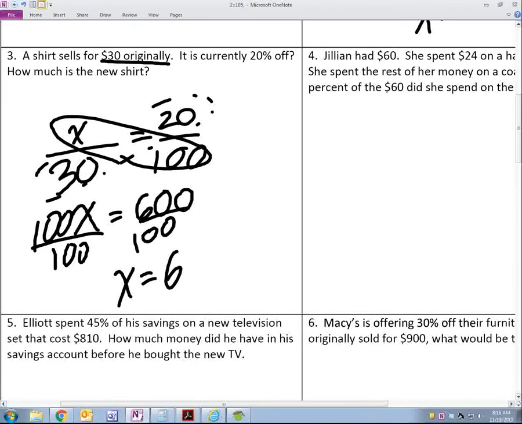Now, 6 is 20%. Now, is $30 20% off? Does that mean the shirt costs $6? This is the part why this is partners. But think about this. Wouldn't 50% off be $15? Because that's half of it. Half of 30 is 15.